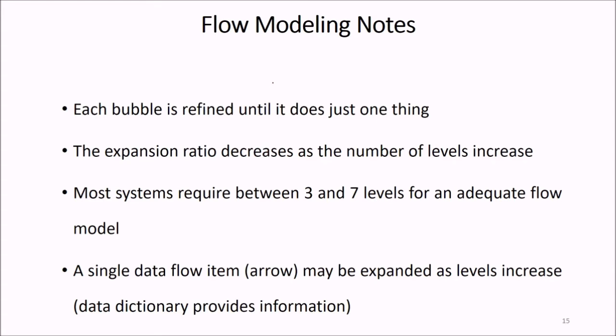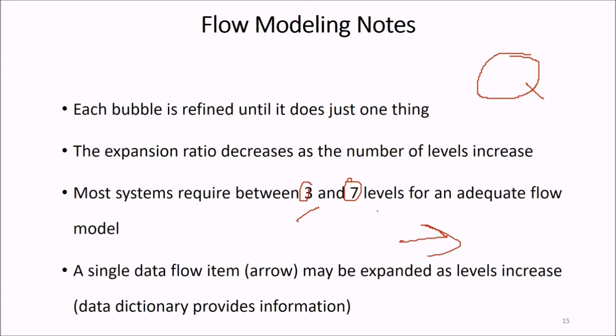How to model the flow? Each bubble is refined until it just does one thing or it is manageable. The expansion ratio decreases as the number of levels increases. Most systems require, say, between 3 to 7 levels of adequate flow diagram. So level 3 to level 7 will be enough. And a single data flow item or arrow may be expanded as levels increase.